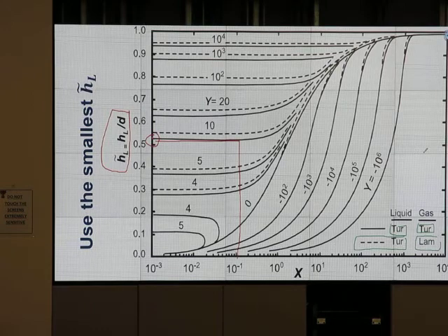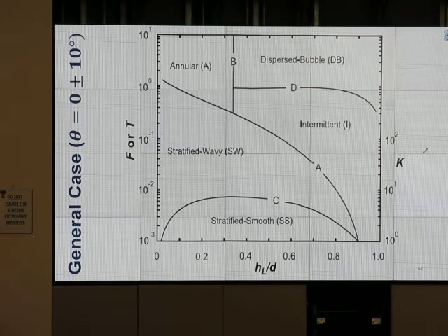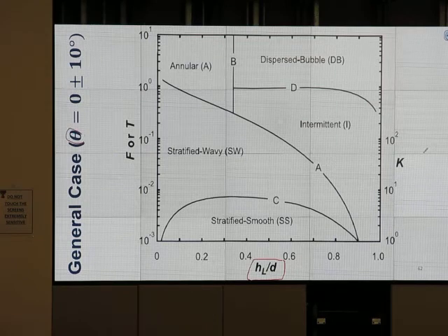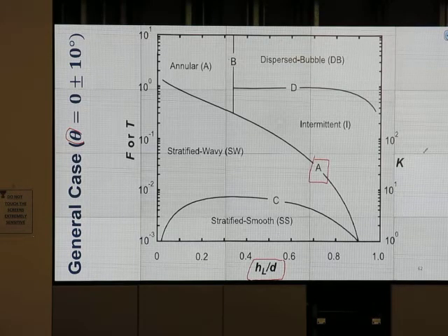Good. So after I know H_L over D, next step is to use another graph. This graph is for angle between -10 and 10 degrees. I have several transition boundaries, A, B, C, D. The order is A, B, C, D. I will look at transition A first, then transition B, and then C, and then D. Is it easy now?